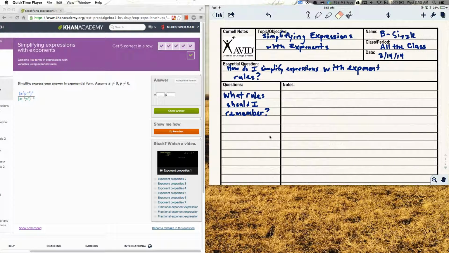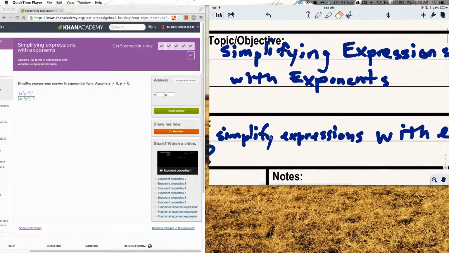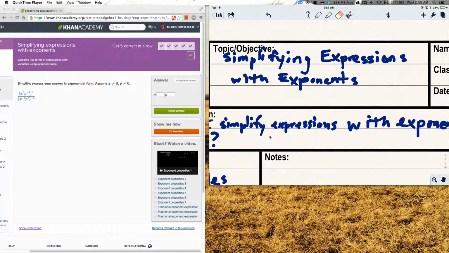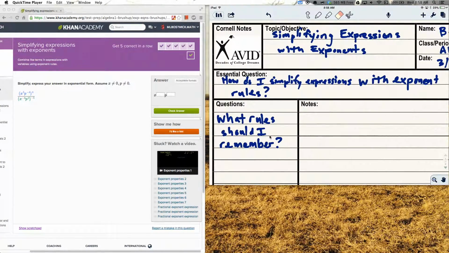All right, folks, this is going to be a quick lesson on simplifying expressions with exponents. If you're working on this on Khan Academy, this lesson will help you out. I've just downloaded the Cornell Notes page to try to up my game a little bit. You'll notice that the topic and objective is simplifying expressions with exponents. You can just write this in your notebook, or you can borrow one of these pages.